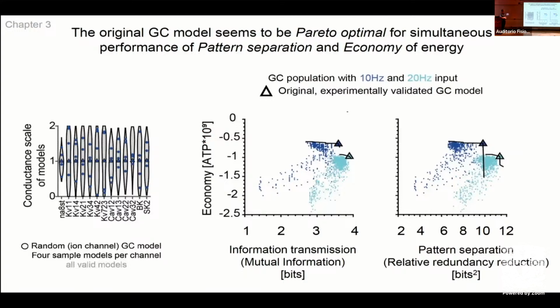So it is basically optimal for both of these functions, pattern separation and economy. It is nearly maximum regarding pattern separation and nearly maximum regarding economy. You can improve it, but then you get much worse in the other function. So it's very astonishing that it performs so well in both and sits here on the Pareto front. The two colors are for two different inputs.